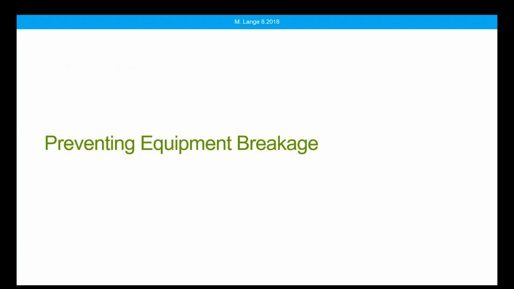So we've talked some about preventing client injury and how those injuries can occur if we do not have dynamic surfaces that move in response to that force, and what some examples are of some of those injuries. Let's talk now about preventing breakage to the equipment itself.